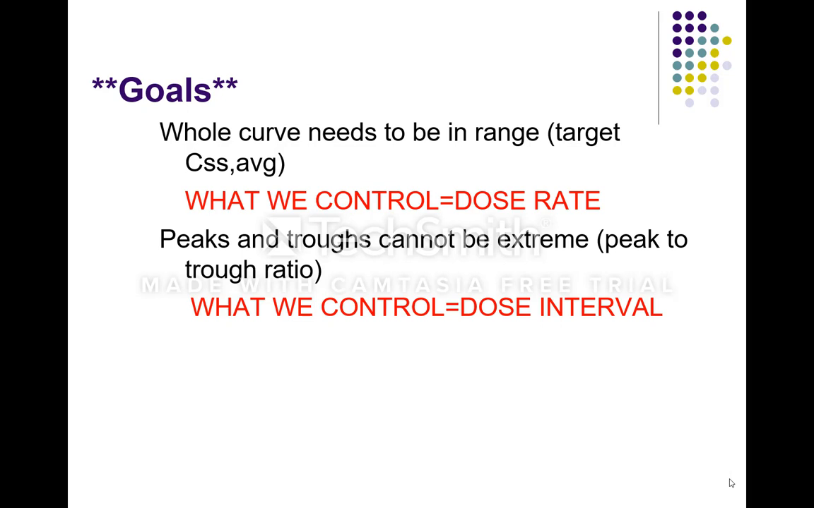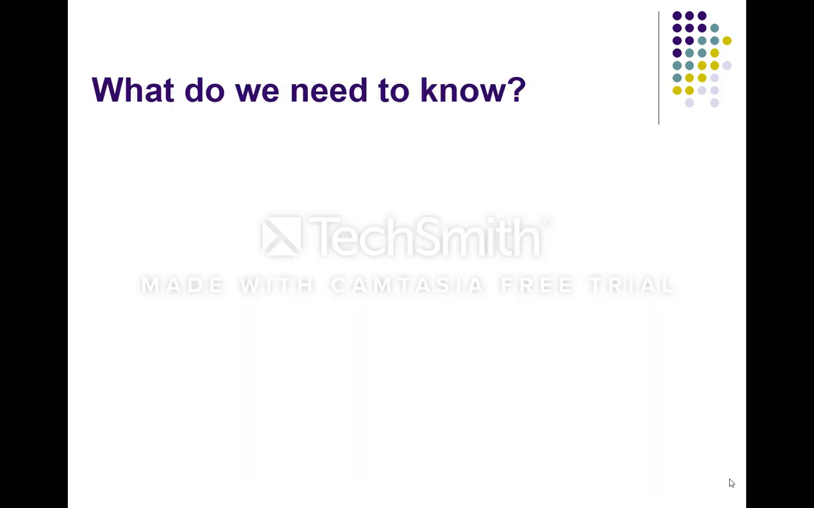So we control dose rate and dose interval. The only thing we control is dosage regimen. Dosage regimen is made up of dose rate and dose interval. Good. So, what do we need to know to put together our dose regimen?